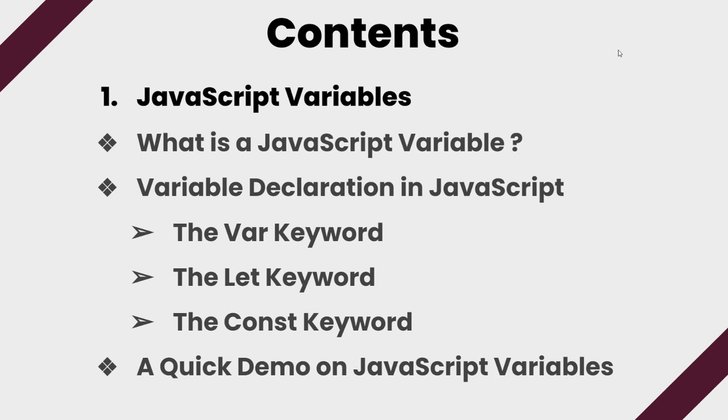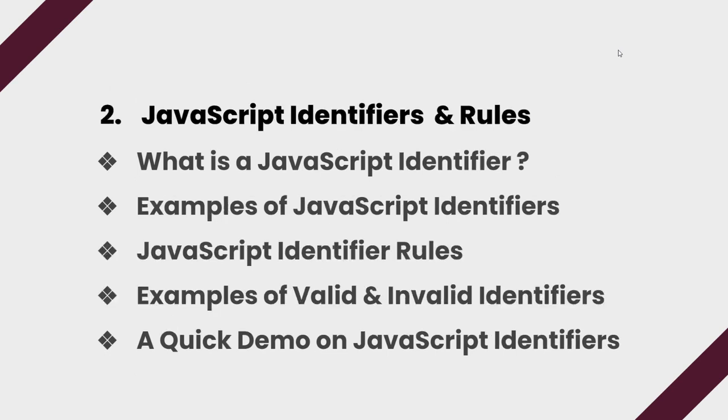And you can see that under this section, we have the var keyword, the let keyword, and the const keyword. These keywords are what we basically use to declare variables in JavaScript. We'll also be seeing how each of these keywords actually works. Also, we'll have a quick demo on JavaScript variables. That's at the end of this section.